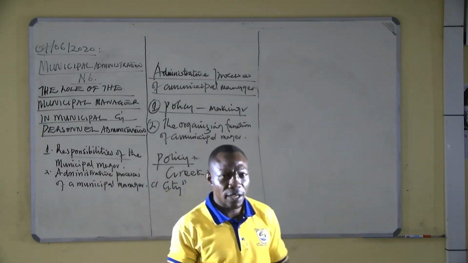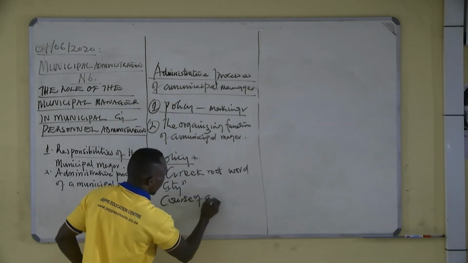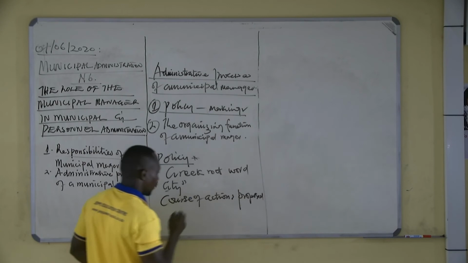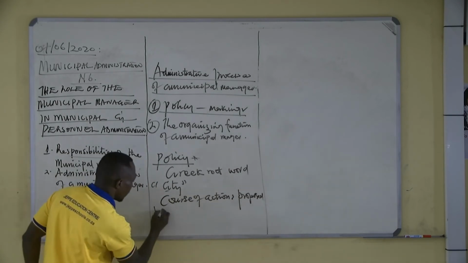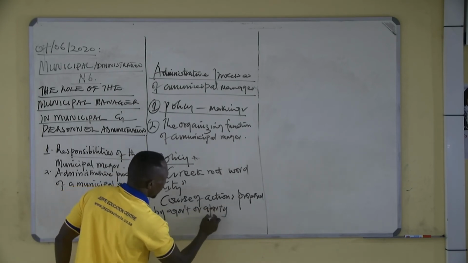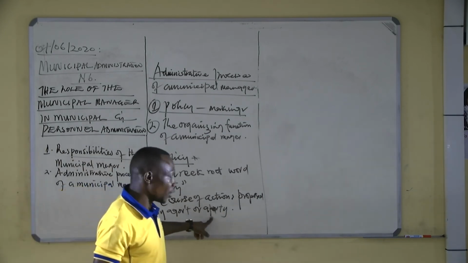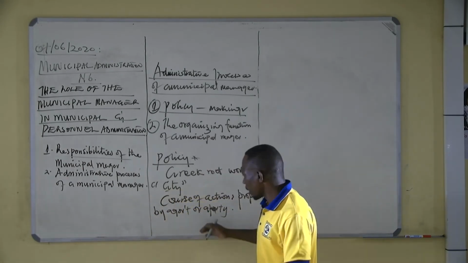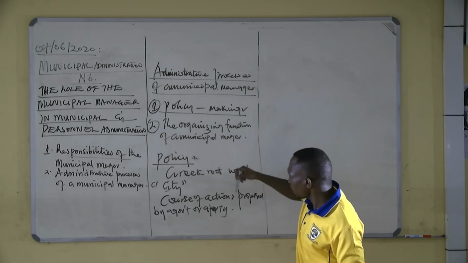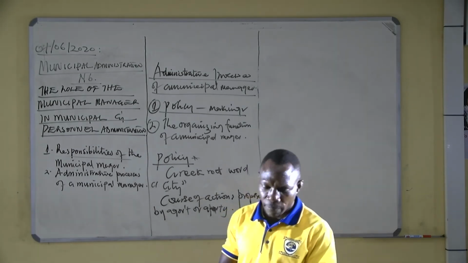So for this case, therefore, what do we mean by policy? Therefore, a policy refers to the course of actions proposed by the government or a party. It can be a government or a party in charge of administration of a given country at large or of a given municipality. So a policy is defined as a course of action proposed by the government or a party.